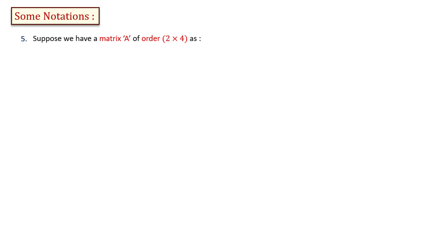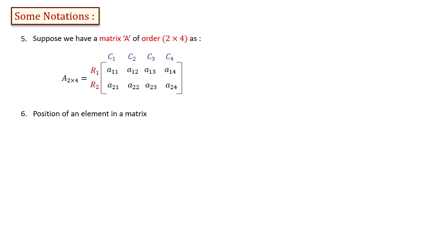Fifth point, suppose we have a matrix A of order 2 by 4. Here the actual elements of the matrix are not given but they are represented by the small letters A11, A12, A13 and so on. In the matrix, the first and second rows are denoted by R1 and R2. Similarly, the first, second, third and fourth columns are denoted by C1, C2, C3 and C4. Sixth point, position of an element in a matrix.